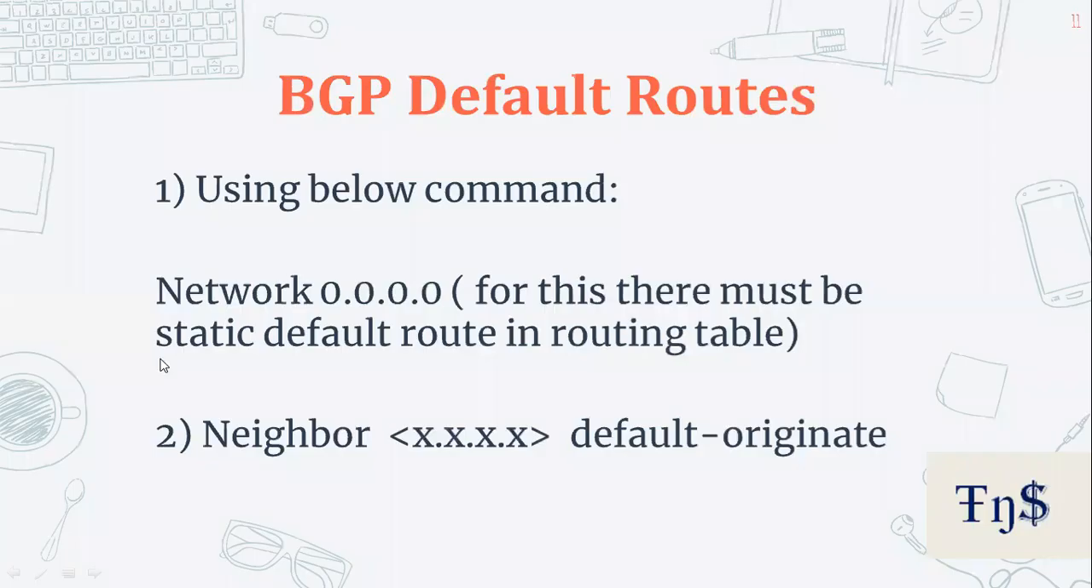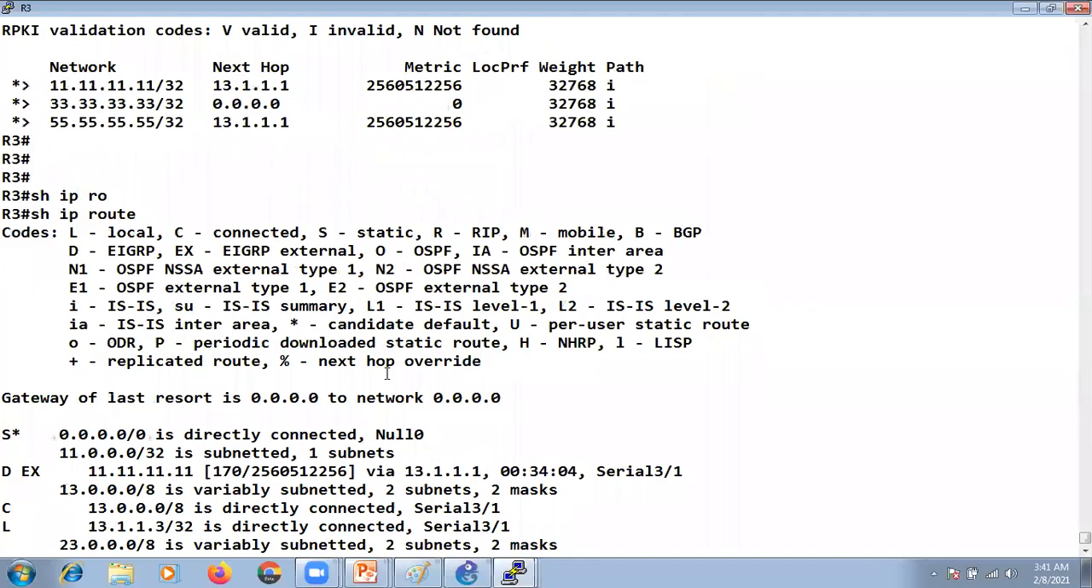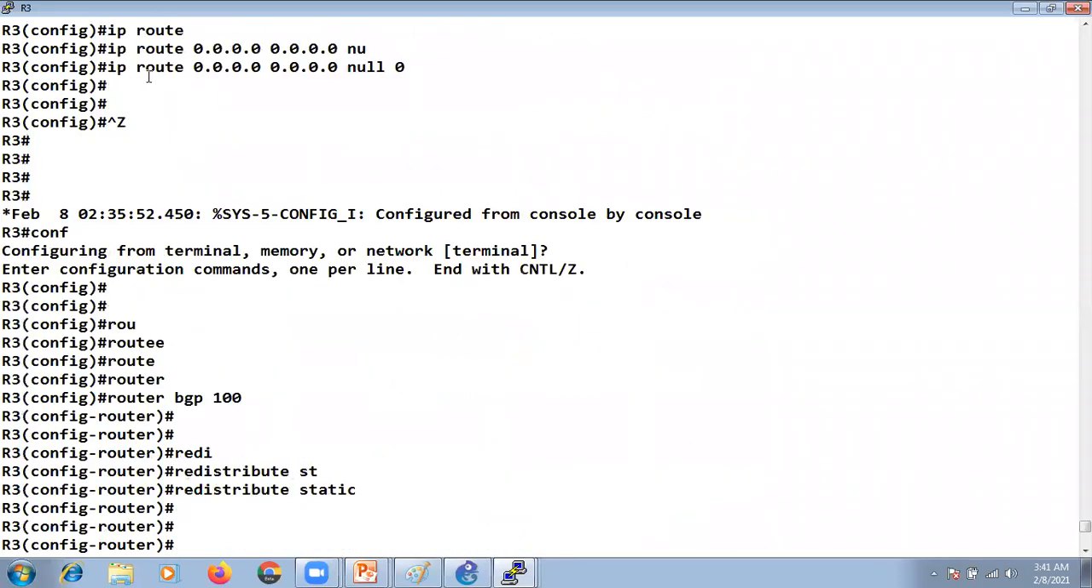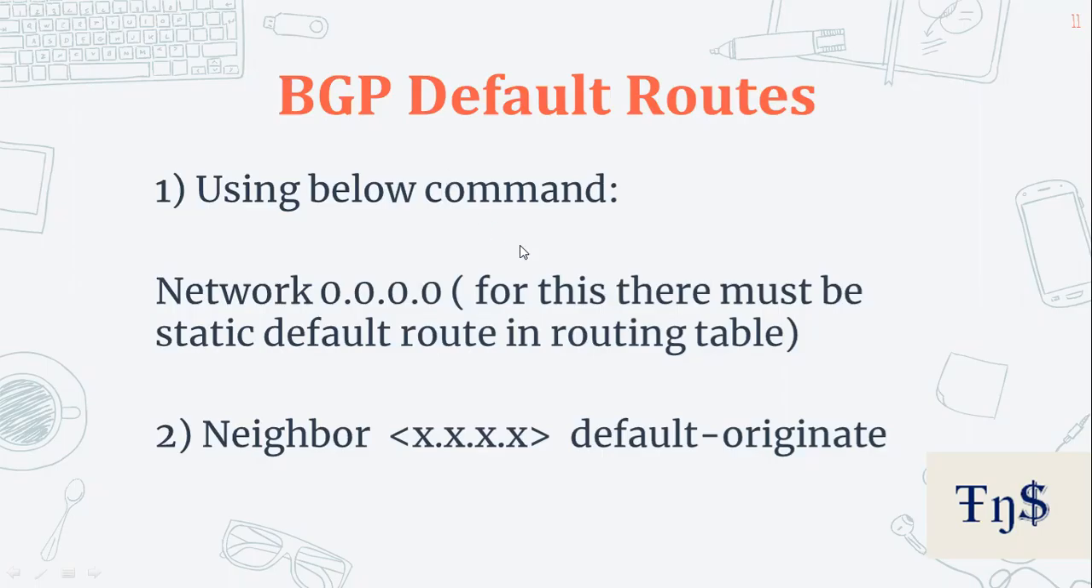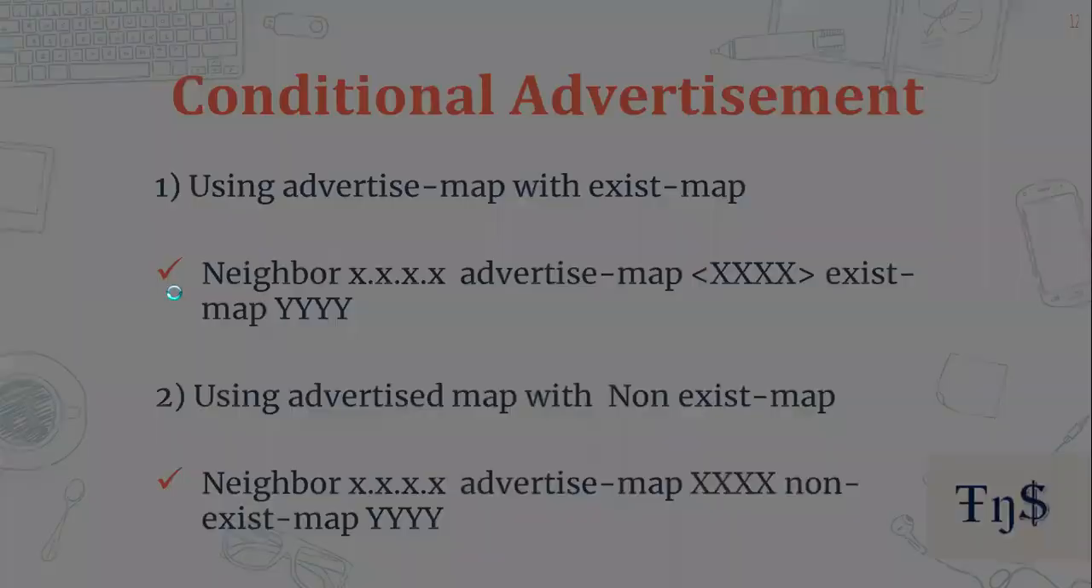Why? Because this is the rule: you cannot redistribute a static default route into BGP. To advertise the default route, first of all there must be a static default route already in your routing table. We created one static default route pointing towards null zero, but the redistribution command is not going to work. So you need to specify this one.